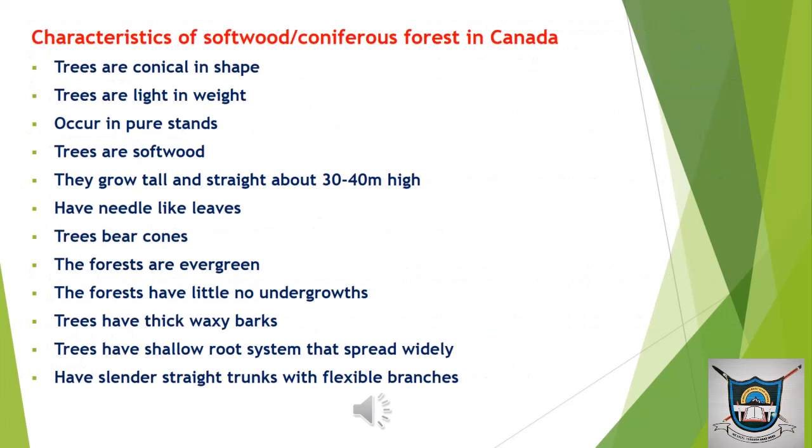Now we go to the characteristics of softwood or the coniferous forest of Canada. And these are the common characteristics of those forests. One, the trees are conical in shape. The trees are light in weight. They occur in pure stands and not mixed stands. They grow tall and straight, about 30 to 40 meters high. They have needle-like leaves. The trees bear cones. The forests are evergreen. The forests have little or no other growths.